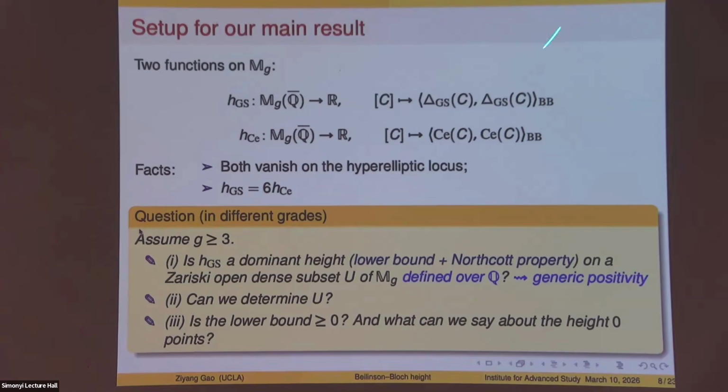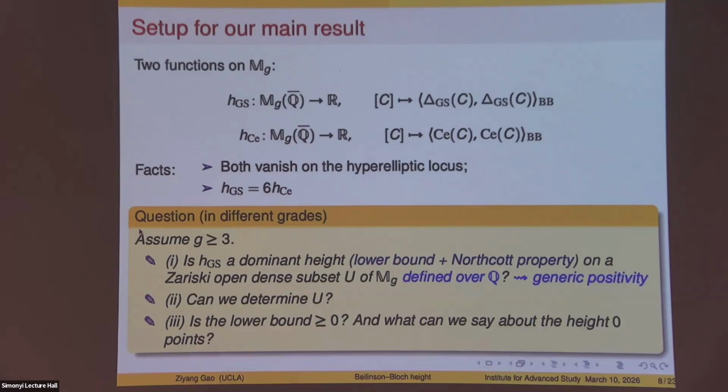And then for the positivity question, we can divide it into different grades. First of all, is this function a dominant height on the whole M_g? Meaning, does it have a lower bound and satisfy the Northcott property? The answer is no, because both of them vanish on the hyperelliptic locus. So there can be no Northcott property on this part.